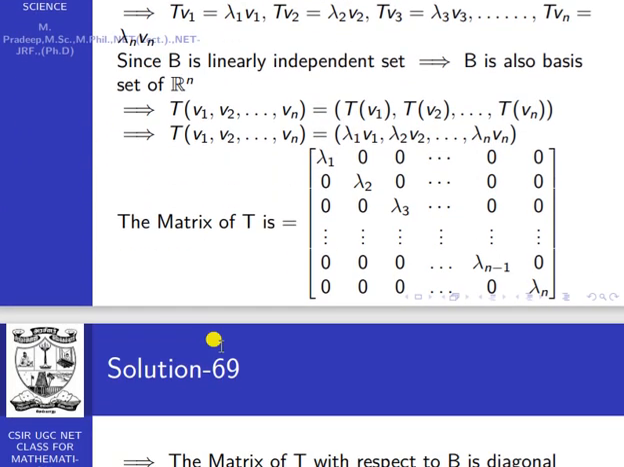The matrix of T is lambda 1 V1, meaning lambda 1, and lambda 2 here, lambda 3 and so on, lambda n minus 1, and this is lambda n, because these are bases. Lambda 1 V1 we want to express in terms of V1, V2, Vn. That means lambda 1 V1 plus 0 V2 plus 0 V3 plus and so on 0 Vn.